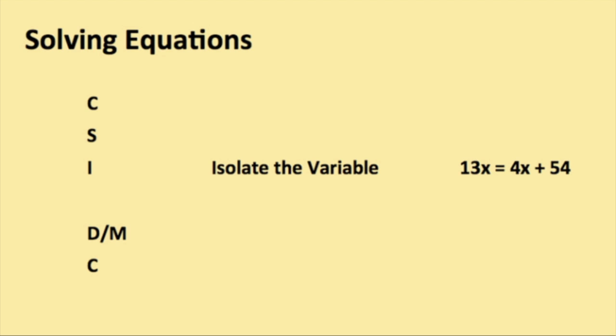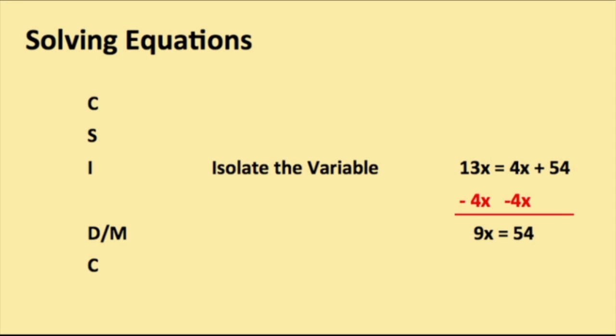Isolating the variable is done by rearranging all of the items so that the variables are on the left and the constants are on the right. This is done by using the additive inverse property. Now the variable is isolated. It is all by itself on the left side of the equation.